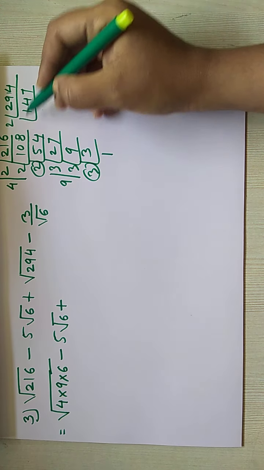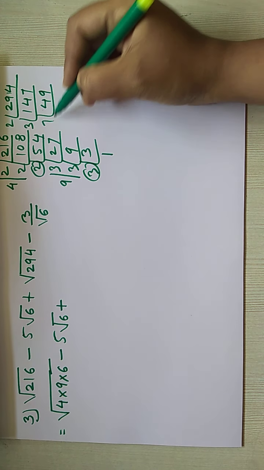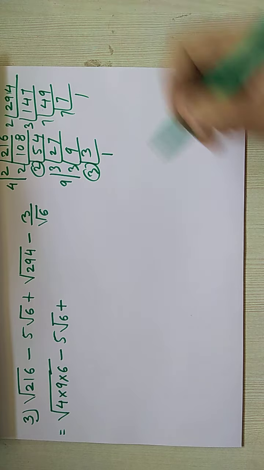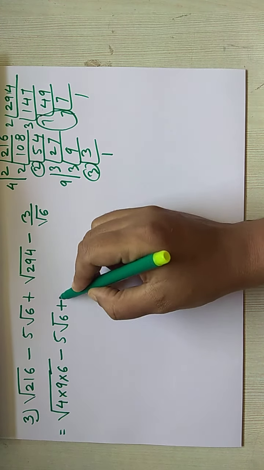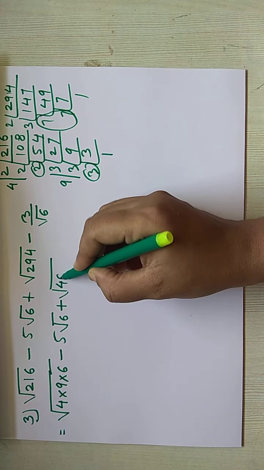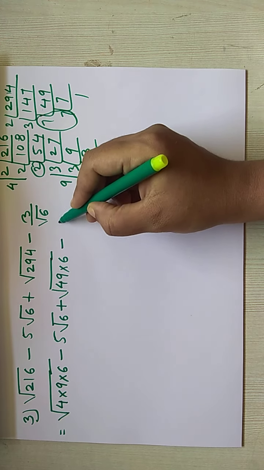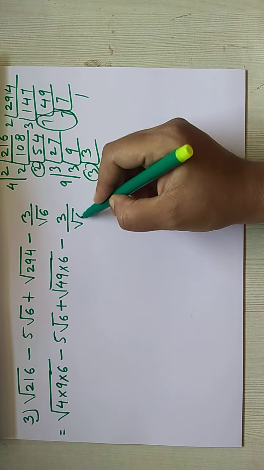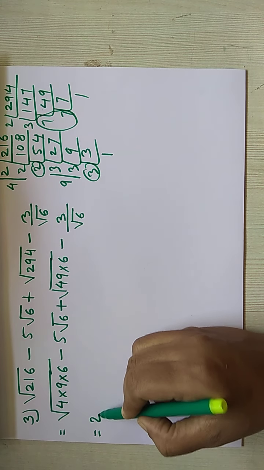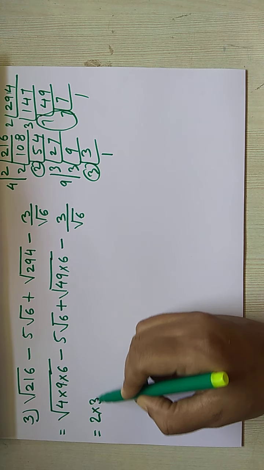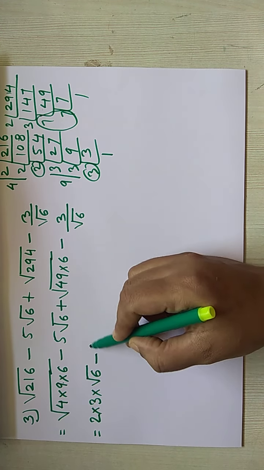Table of 3. 3 4s are 12. 3 9s are 27. 7 7s are 49. So if you'll observe over here, we have 2 7s. So it will be 7 7s are 49 and 2 3s are 6 will remain upon 3 root 6. Okay, so this will become 4 square root is 2, 9 square root is 3 and root 6 will remain inside. It is not a perfect square.